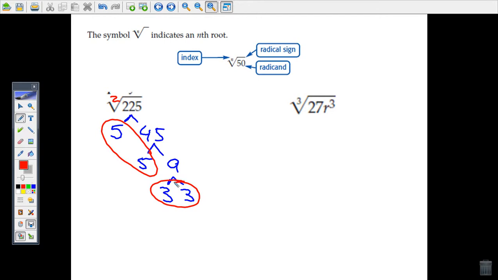So then a 3 goes out and a 5 goes out, and what do you do when you have more than one factor that goes out? Multiply them together, so you end up with 15. 3 times 5. Wait.